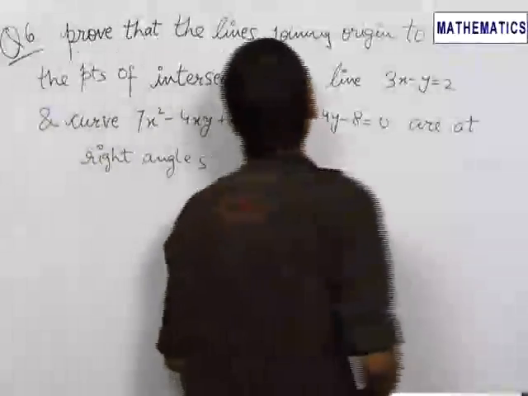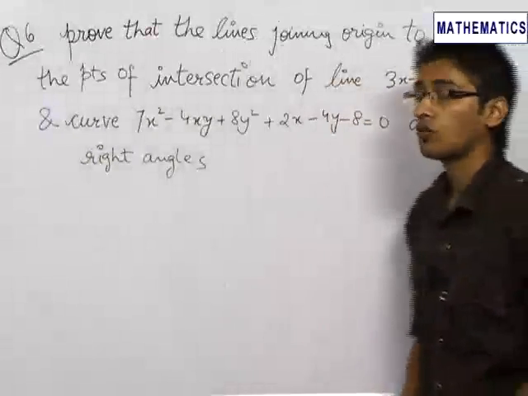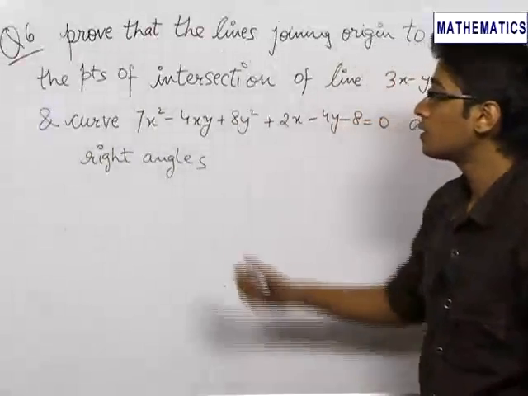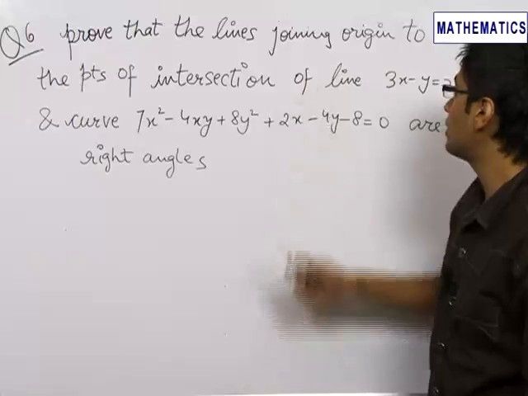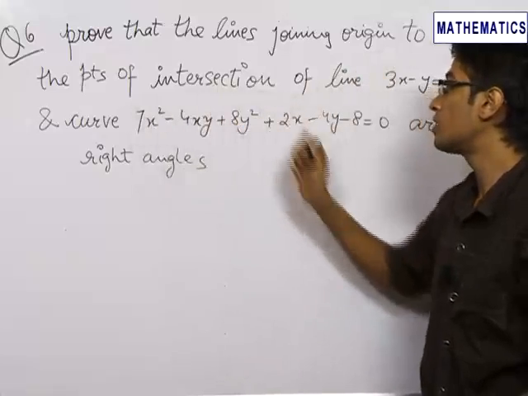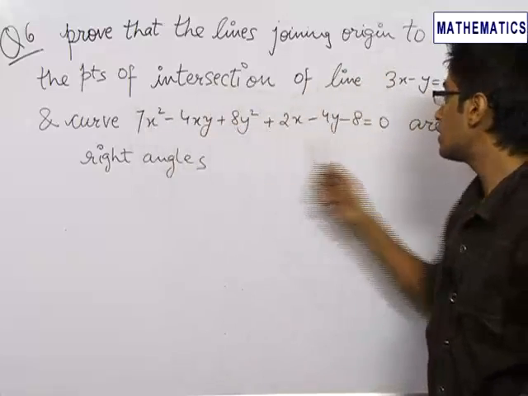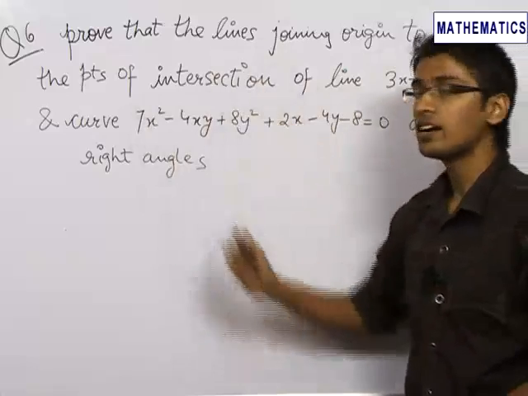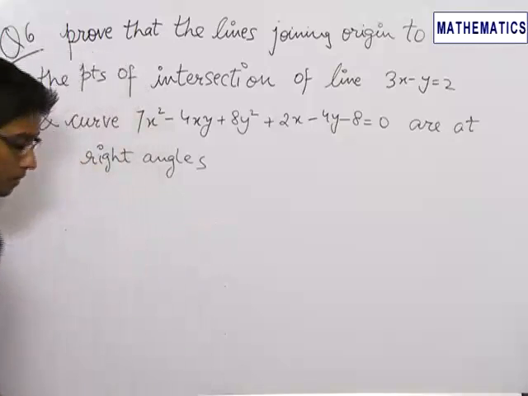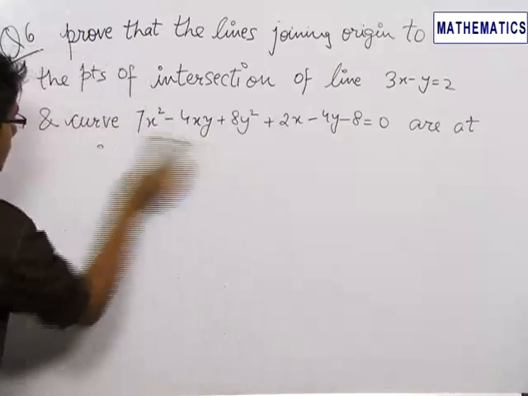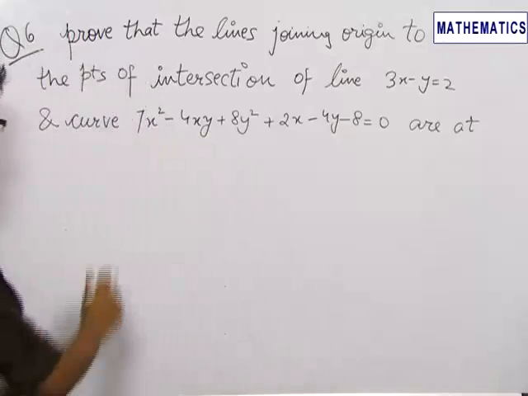This is a very interesting and in fact the most important question of the chapter pair of straight lines. This involves the homogenization concept. We have to prove that the lines joining origin to the points of intersection of this line with this curve, these two lines are at right angles. So for solving this problem, let us first have a look at what is homogenization concept.